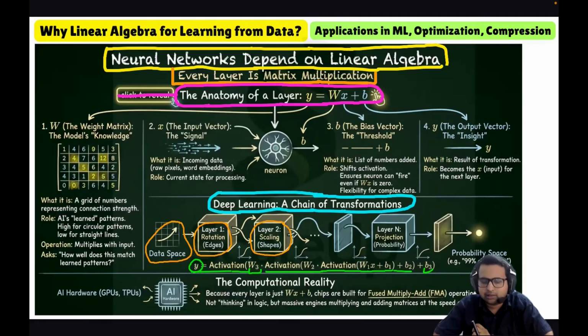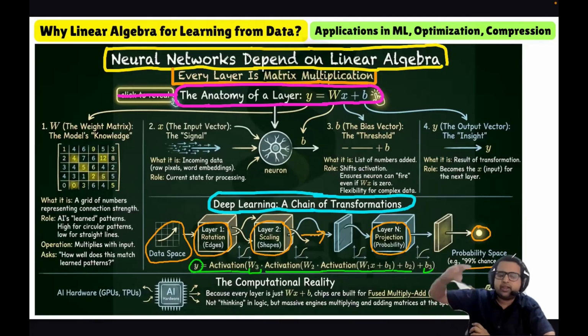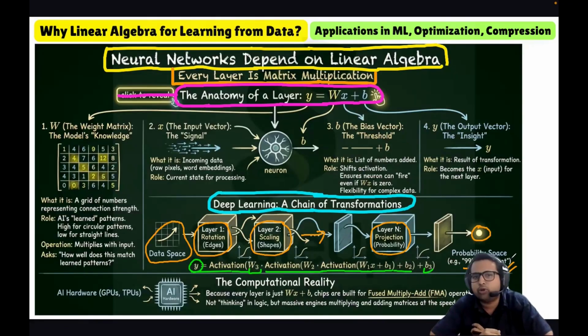Then we pass those shapes to the next layer. The final layer might perform some sort of projection to squash all the complex geometry into a single probability value. The answer of the final layer is a number, which is basically a probability, like a 99% chance that the input is representing a cat. So this is how deep learning works, layer by layer. And in every layer, we are using the same formula, y equals Wx plus b.